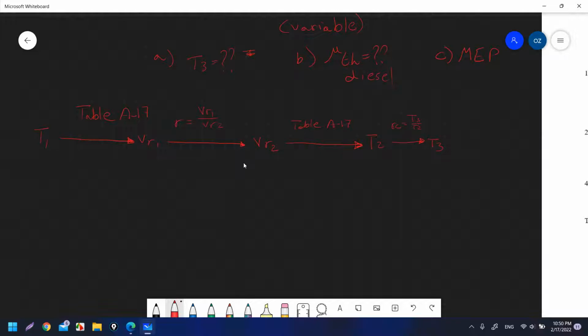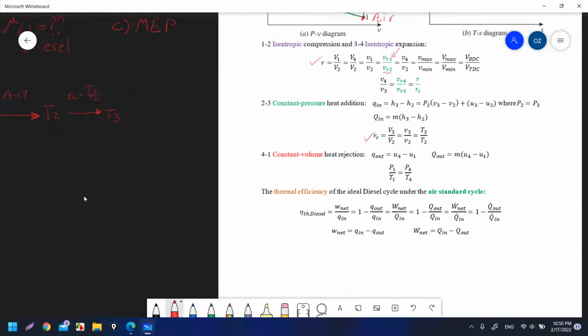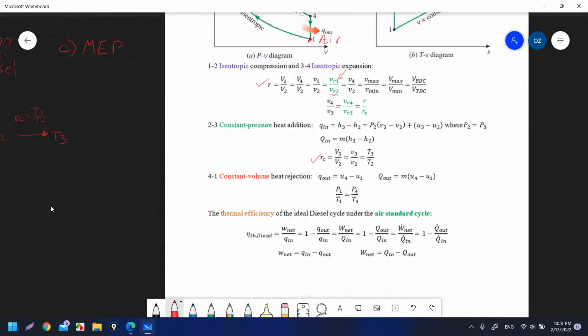What about the thermal efficiency for the diesel cycle? The usual equation is W net over Qin, and W net is Qin minus Q out. So I need to find Qin and Q out. For Qin, I need to find H3 and H2.